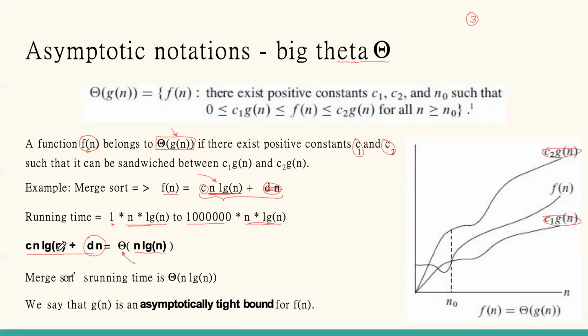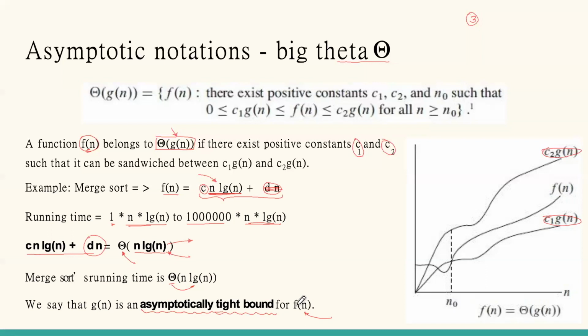So we typically say that merge sort running time is big theta of n log n. What big theta does is it gives us a running time where we know that the algorithm does not run faster than n log n or slower than n log n. So it gives a tight bound for the running time. It is also considered an asymptotically tight bound definition for our function f(n).